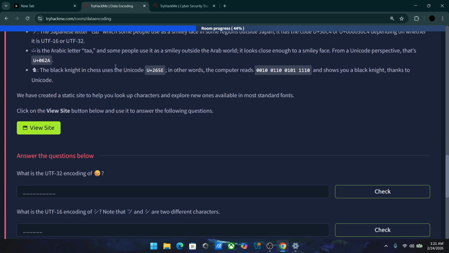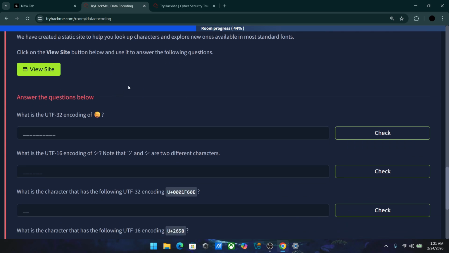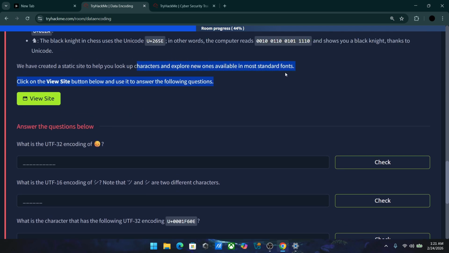Arabic letter ta, and some people use it as a smiley outside the Arab world. It looks close enough to a smiley face. From a Unicode perspective, that is this one. And the Black Knight in chess uses this Unicode. In other words, the computer reads and shows the Black Knight thanks to Unicode. We created a static site to help you look up characters and explore the available ones.